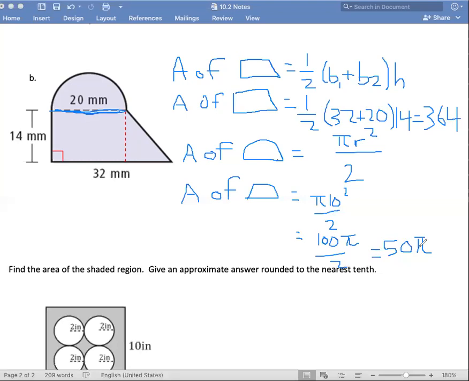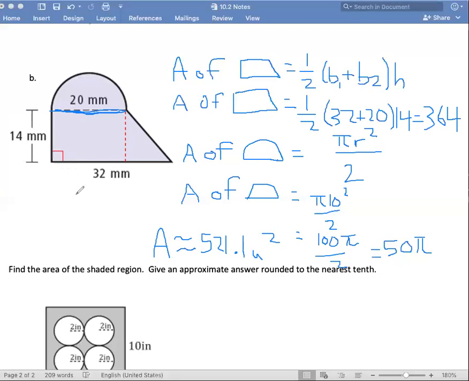And then the very last thing you're going to do to find the area of this entire composite figure is, in your calculator, you are going to plug in 364 plus 50 pi, and you're going to round that to 1 decimal place. And if you do that, you should get approximately 521.1 square units is the area of this entire composite figure.